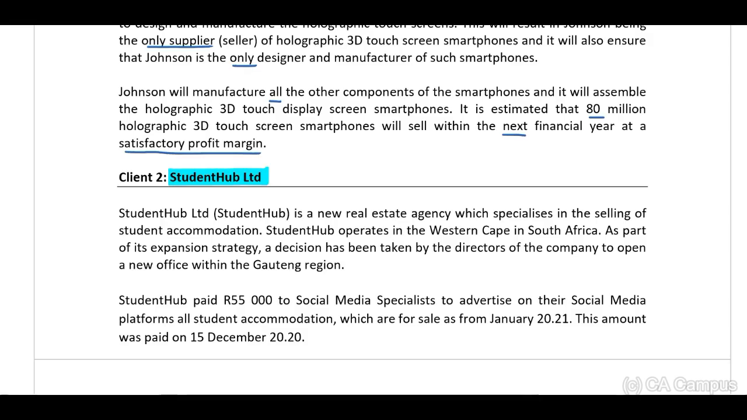Student Hub Limited is a new real estate agency which specializes in the selling of student accommodation. Student Hub operates in the Western Cape in South Africa. As part of its expansion strategy, a decision has been taken by the directors of the company to open a new office within the Gauteng region. Student Hub paid 55,000 Rand to social media specialists to advertise on their social media platforms all student accommodation which are for sale as from January 2021. This amount was paid on 15 December 2020.